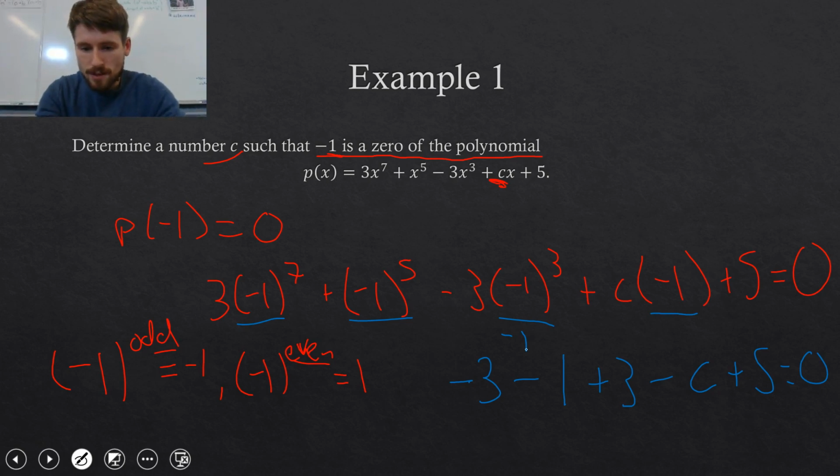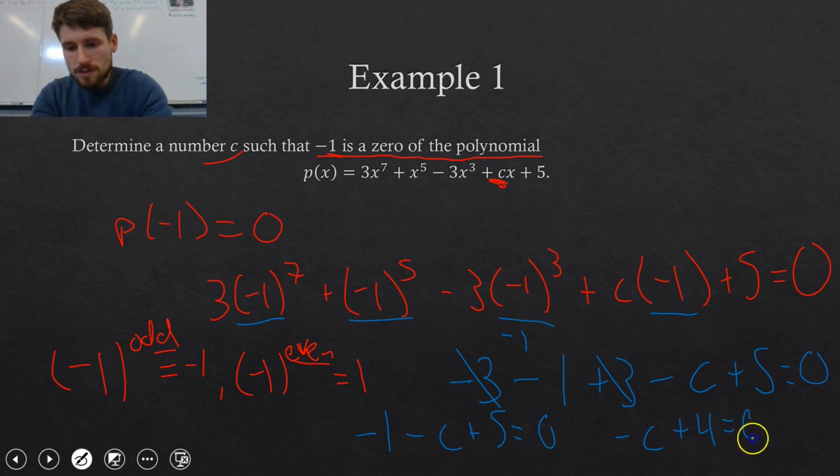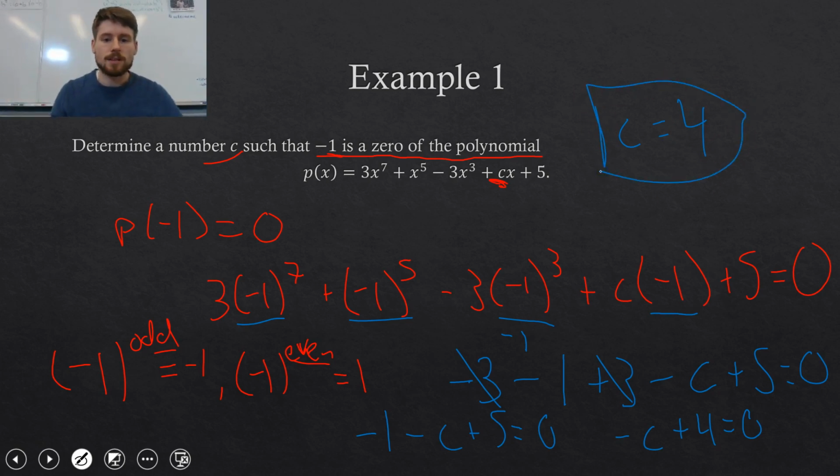So let's simplify this all out. The -3 and +3 cancel, so we have -1 minus c plus 5 equals 0. And so that tells us that -c plus 4 equals 0, and so c equals 4 in this case. Okay, so that's how you can solve that problem.